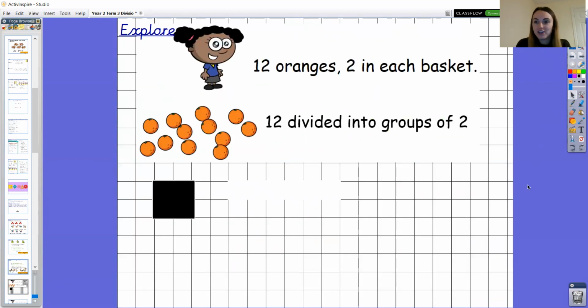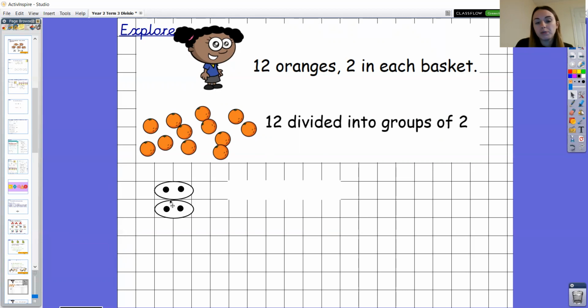Okay, so we have another explore question. Our friend here has 12 oranges, and they'd like to put 2 in each basket. So 12 divided into groups of 2. As you can see, we've got our 12 oranges here. So we need to draw groups of 2, and we can draw them in a similar way to when we use an array. It might help with presentation. As you can see here, I've started us off.